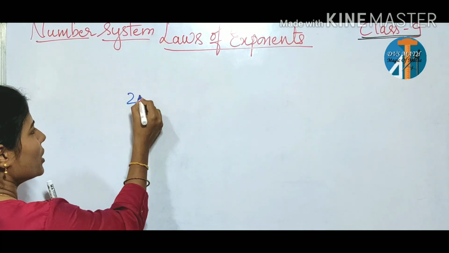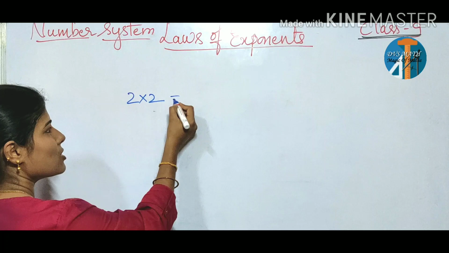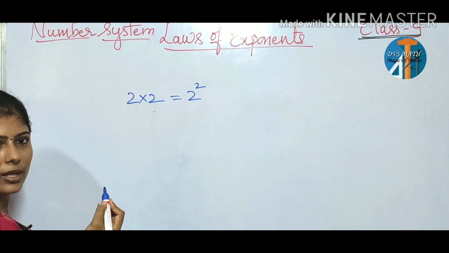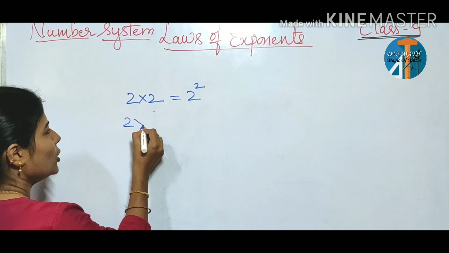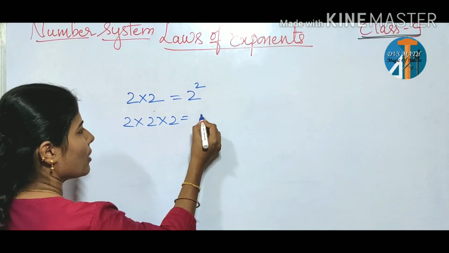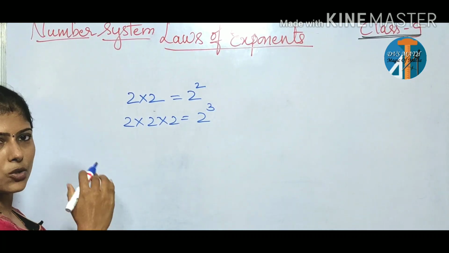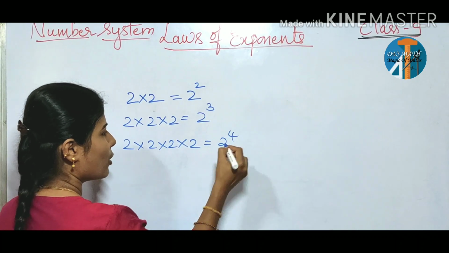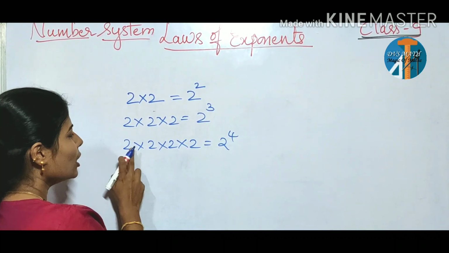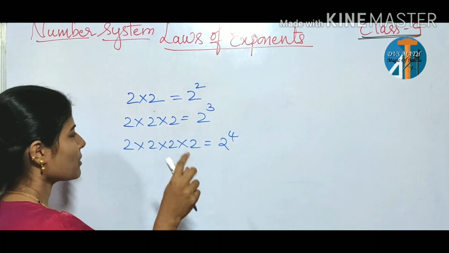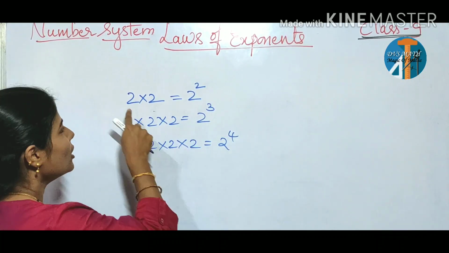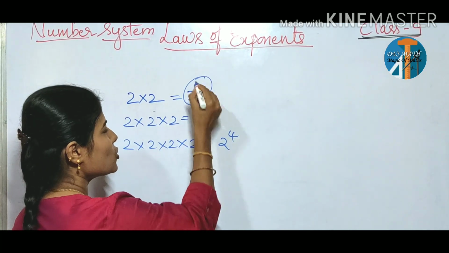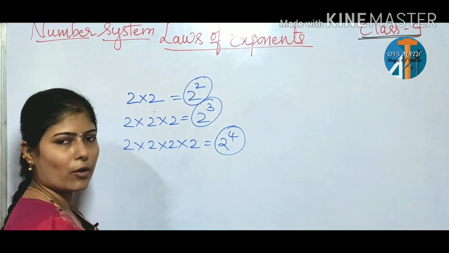If I write 2 into 2, how can we represent 2 into 2? 2 into 2 can be written as 2 square, correct, 2 square. Or if I take 2 into 2 into 2, you can write 2 cube. Or 2 into 2 into 2 into 2, 2 to the power of 4. That means it is indicating that 2 is multiplied 4 times. So 2 is multiplied for 3 times, 2 is multiplied for 2 times. So this is how we are writing 2 square, 2 cube or 2 to the power of 4.